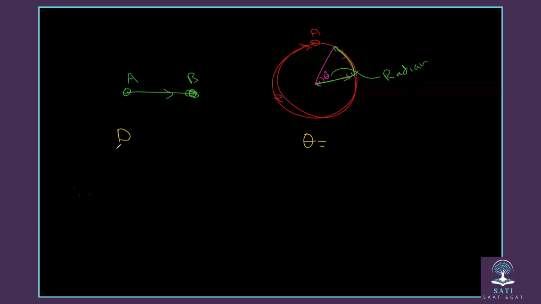A radian is an angle, a central angle, that means its vertex is on the center, whose arc, the length of its arc, is equal to the radius of the circle. So this angle we call 1 radian.